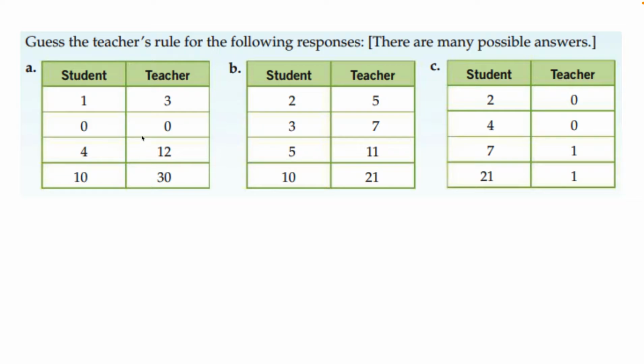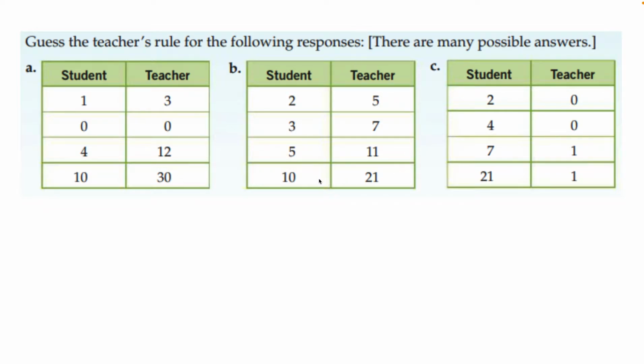Yes, the teacher's rule should be whatever the student's input is, times 3. So the input here is given as the student's response, and then the teacher's rule is the function. I say times 3, then 1 times 3 is the outcome, that 3, right? So these are the input and outcome, and there's a rule that is hidden. That is what you're looking for here. And our rule for this example is times 3. So 1 times 3 is 3, 0 times 3 is 0, 4 times 3 is 12, 10 times 3 is 30.